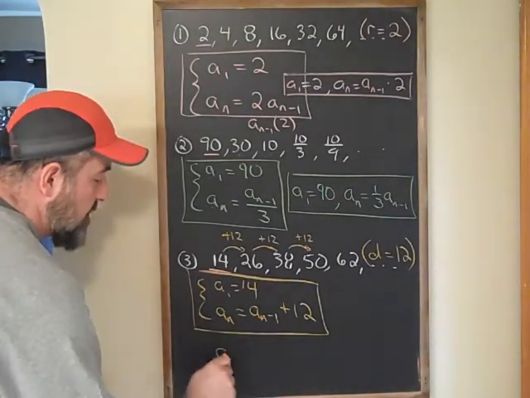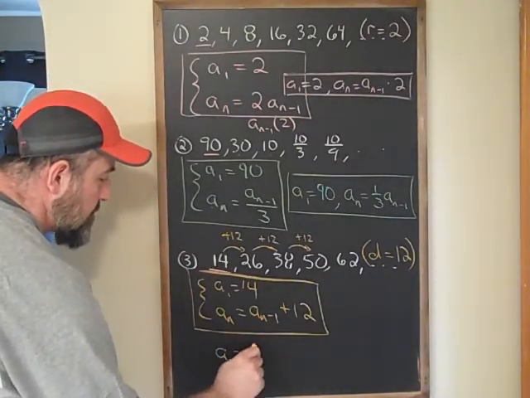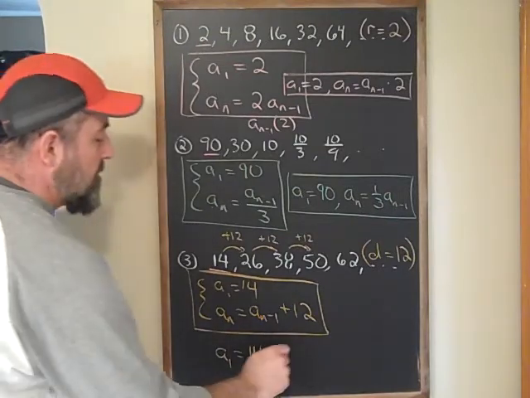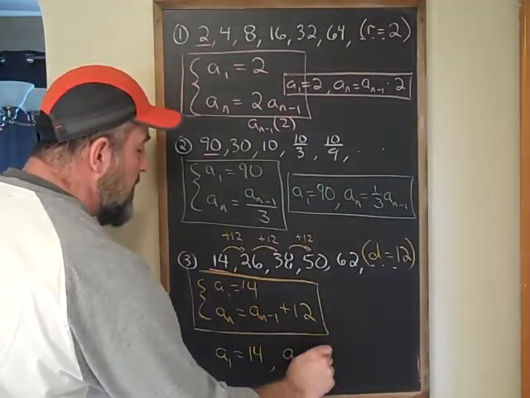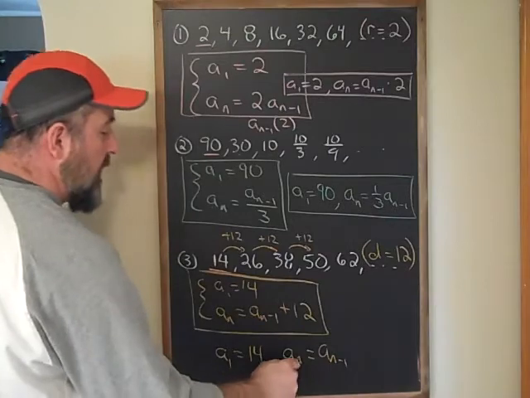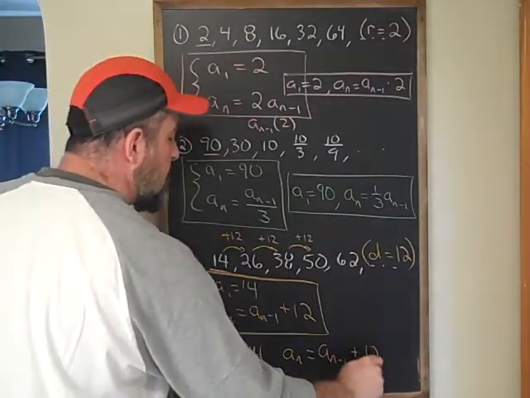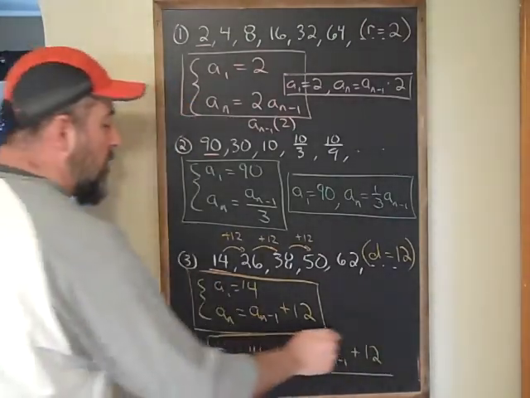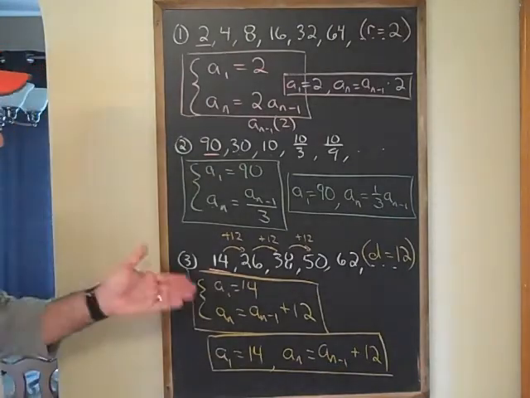And likewise, you could say a sub 1 is 14, comma, a sub n is a sub n minus 1 plus 12. Any term is the previous term plus 12. If you wanted to write it in one line, nothing. They're both recursive.